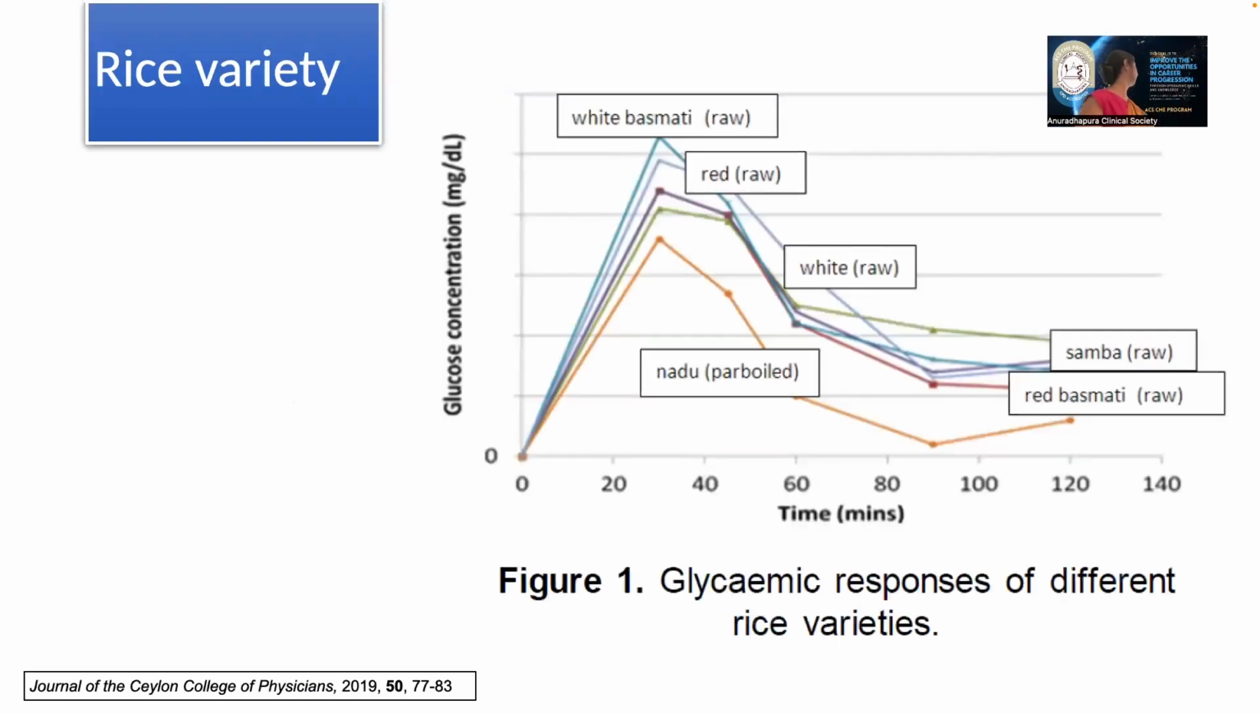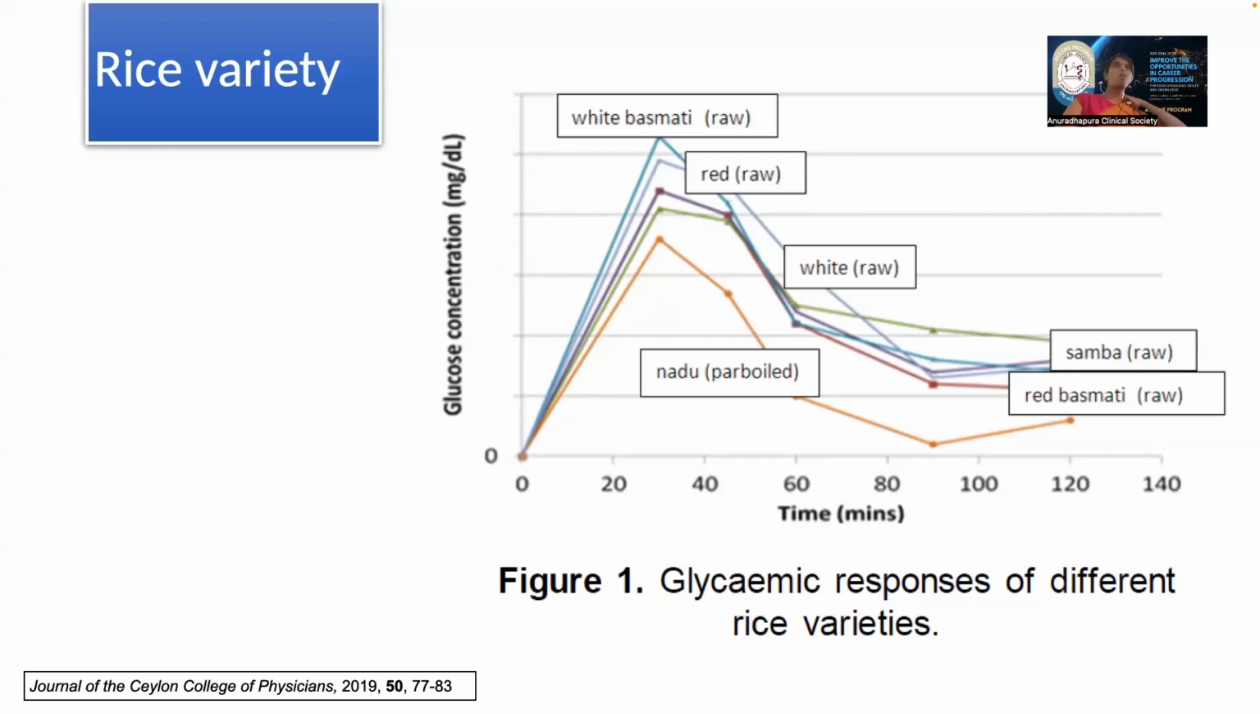And this is another thing, rice variety. This is research done in 2019 which shows the glucose concentration or glycemic response. Glycemic response is high with white basmati, then red raw. Raw means samba or keeri samba. Even anything parboiled will have a low glycemic response. That means red parboiled will have a low glycemic response. Anything raw will have a higher glycemic response. So this is very important.